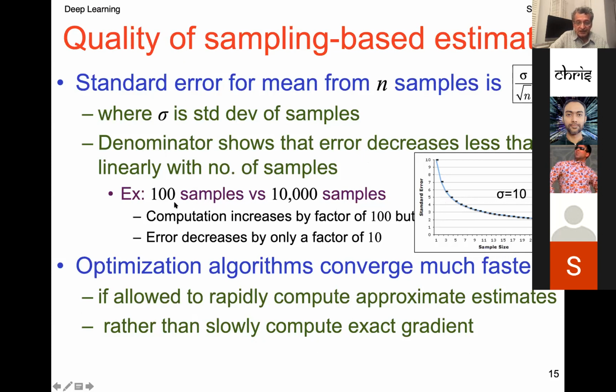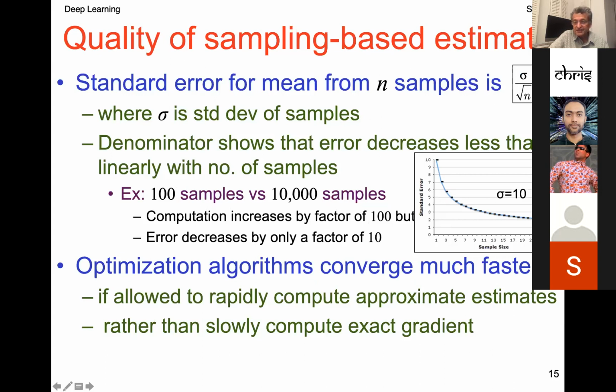So how many samples should you choose? In stochastic gradient descent, we say let's take some samples and compute this loss function, not over the entire training set, but some small number. For example, 100 samples versus 10,000 samples. Computation increases by a factor of 100, since 100 times 100 is 10,000. But error decreases by only a factor of 10.